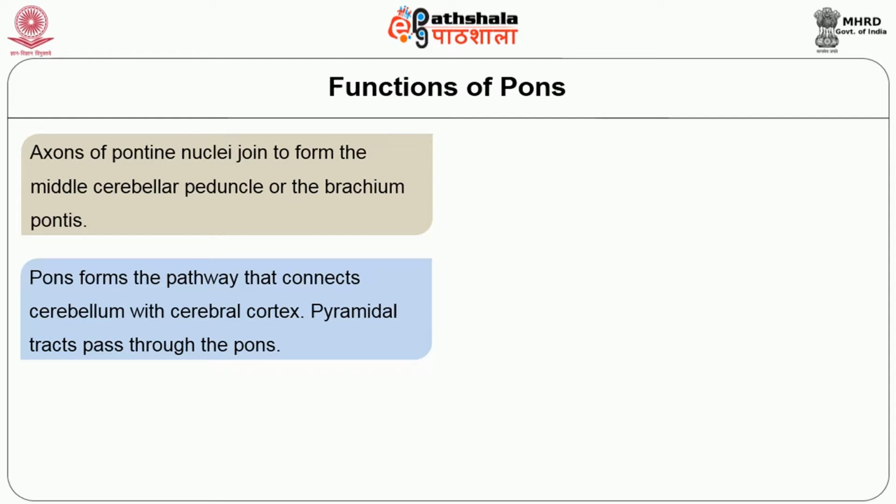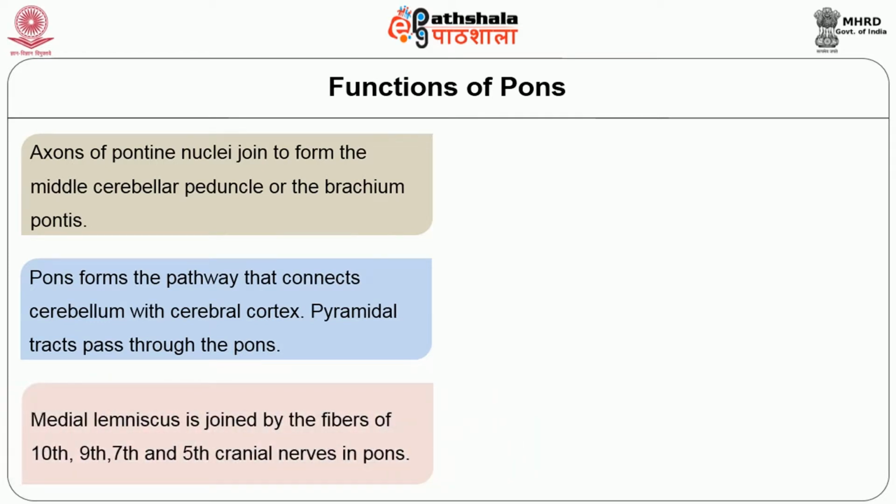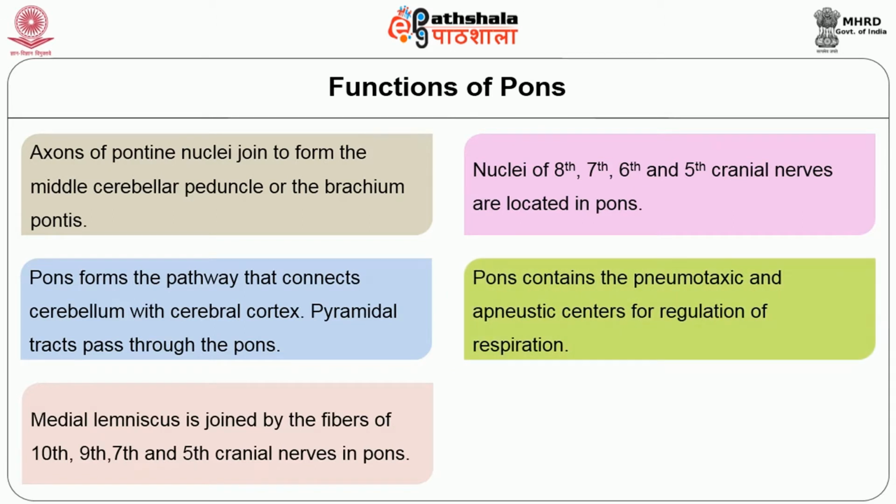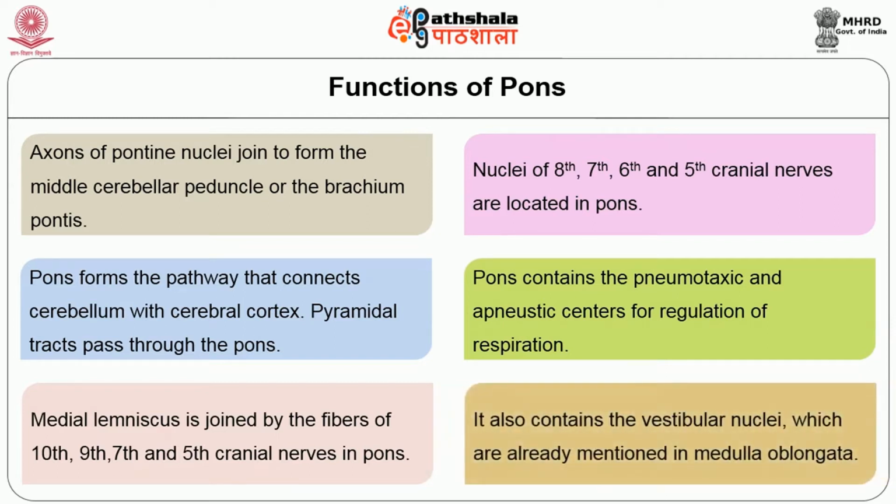The pyramidal tracts pass through the pons, and the medial lemniscus is joined by the fibers of the 10th, 9th, 7th and 5th cranial nerves in the pons. The nuclei of the 8th, 7th, 6th and 5th cranial nerves are located in the pons, and it contains the pneumotaxic and apneustic centers for regulation of respiration. It also contains the vestibular nuclei which are already mentioned in the medulla oblongata.